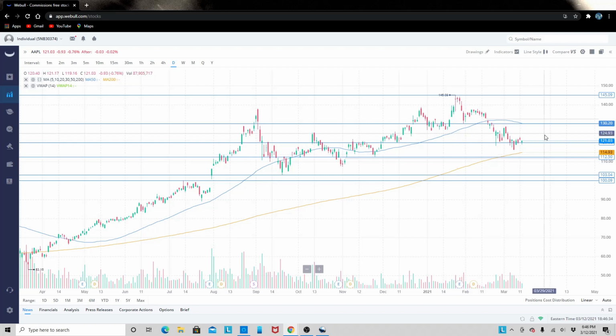It has dropped all the way down to, at one point, a low of 116.21 on March 8th during the correction. So as of right now, today is March 12th, 2021. Today it's trading at $121.03. It's down 93 cents on the day, which is 0.76%. After hours, it's down another 3 cents, which is 0.02%.